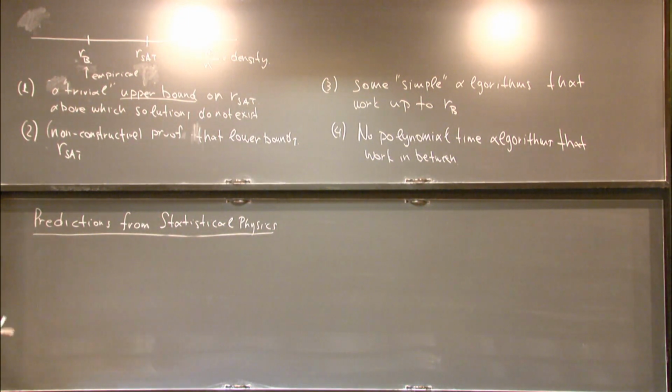So statistical physicists have come up with non-rigorous ways of predicting the behavior of random CSPs. So they studied other models. They call them spin classes. And they have made predictions for their models that have been tested experimentally. And it turns out that these predictions hold for random CSPs as well. So you can see a random CSP as a spin class.